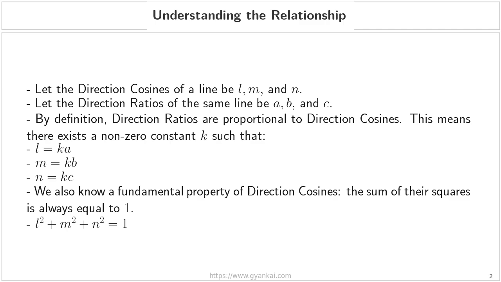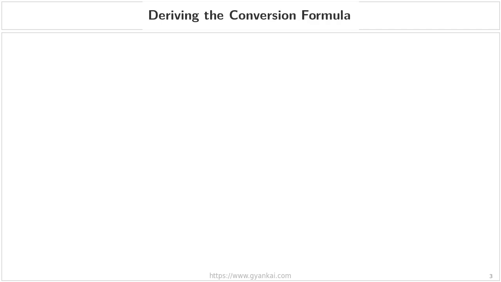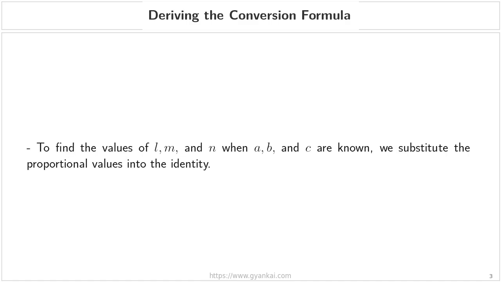Now that we've introduced the concept of why we need this conversion, let's look at the mathematical relationship between these two sets of numbers. Deriving the conversion formula. Now that we understand the relationship between direction ratios and direction cosines from the previous slide, let's move on to the most important part, deriving the actual conversion formula. Our goal here is to find a way to calculate the values of l, m, and n using only the known values of a, b, and c. To do this, we are going to substitute our proportional values into the fundamental identity we just discussed.